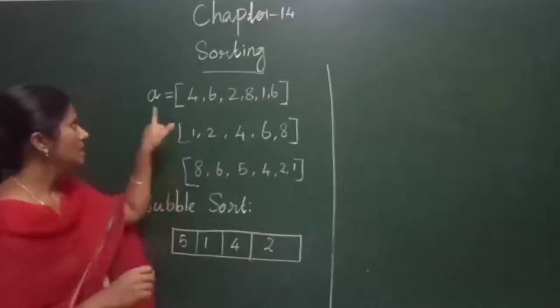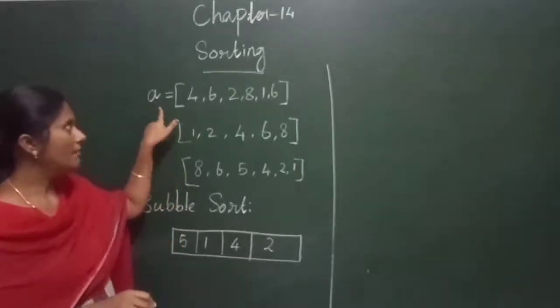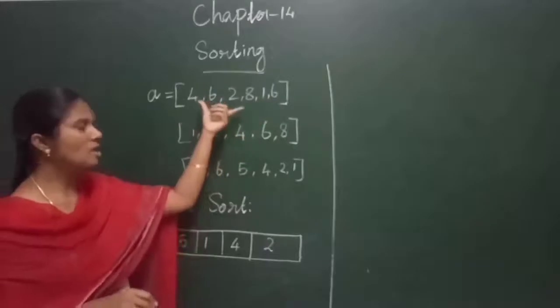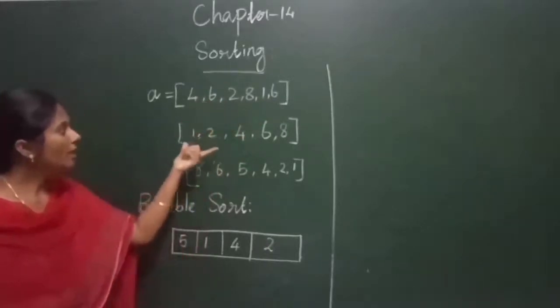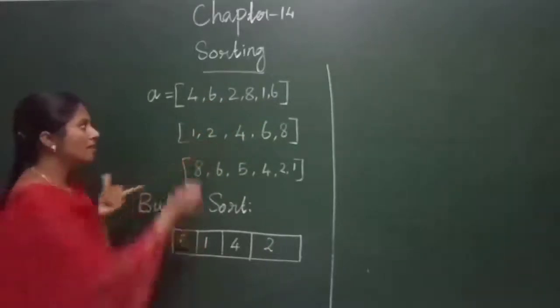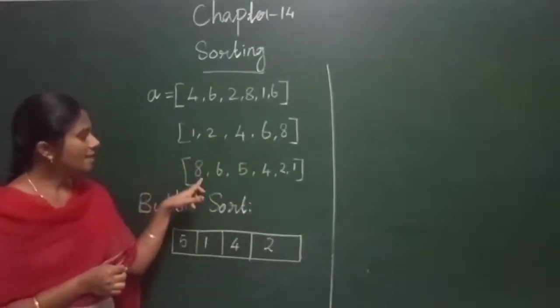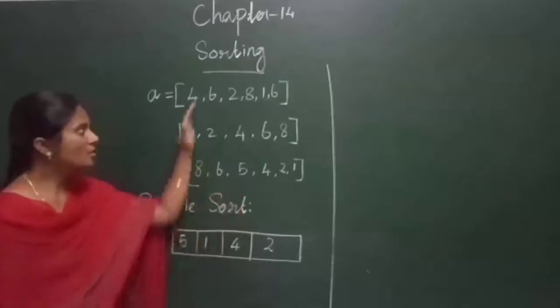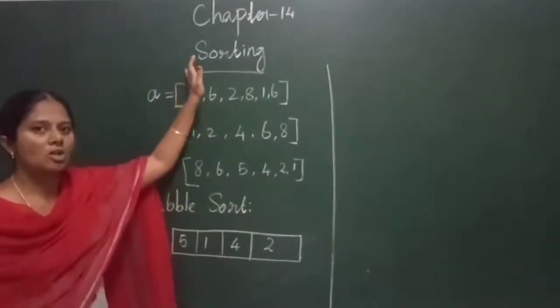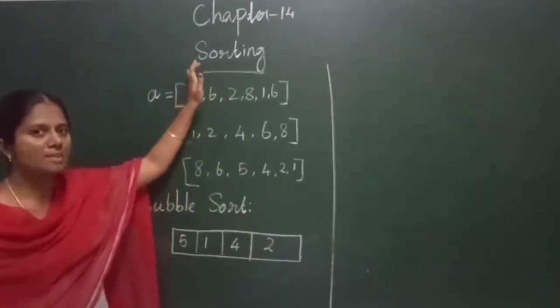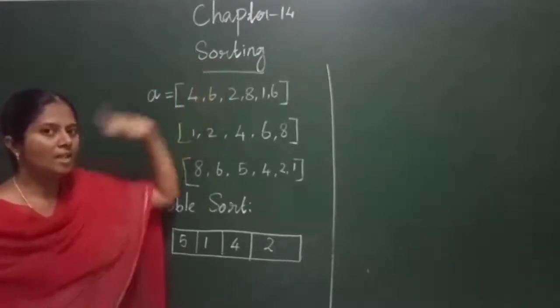Let us see the example. A is a variable, an array variable. We are assigning the values. It is not in a proper order. Now we are going to arrange it in ascending order: 1, 2, 4, 6, 8. Next, we are assigning the numbers in descending order. So this process is called what? Sorting. You are going to arrange the numbers in ascending and descending order.